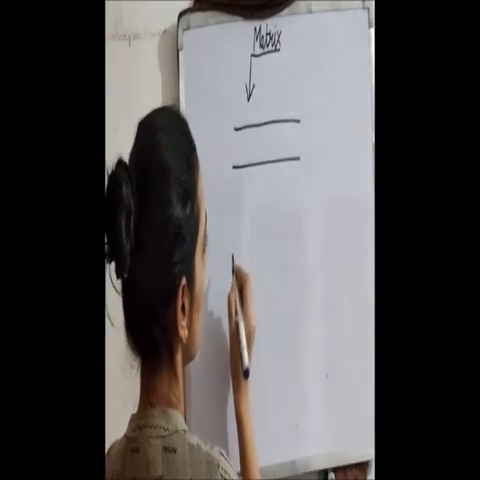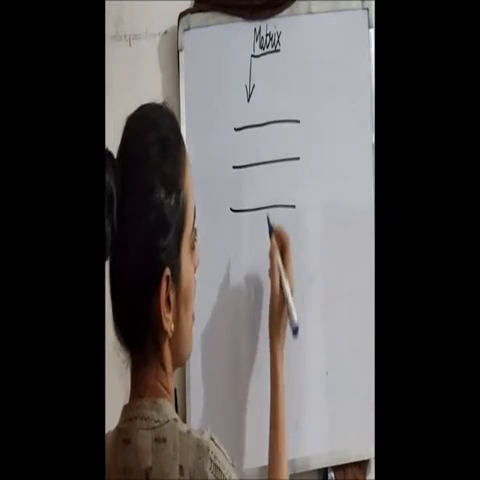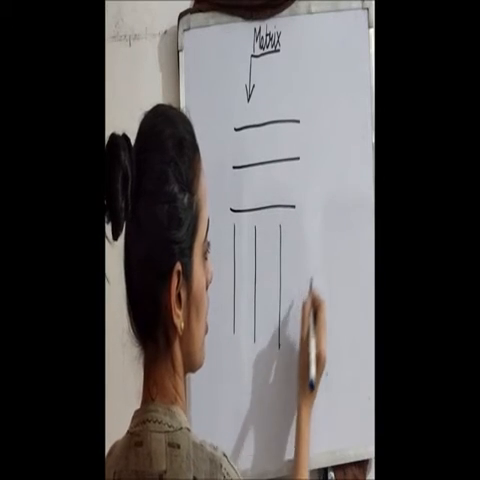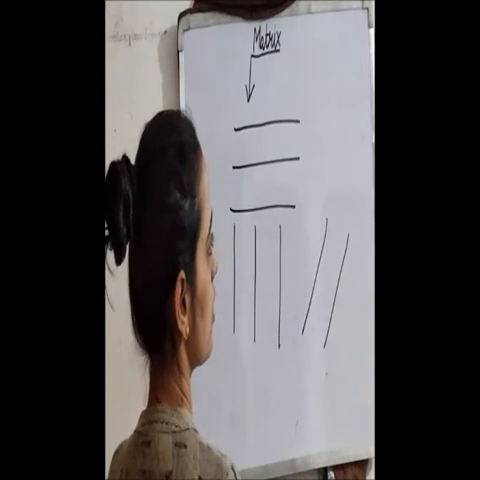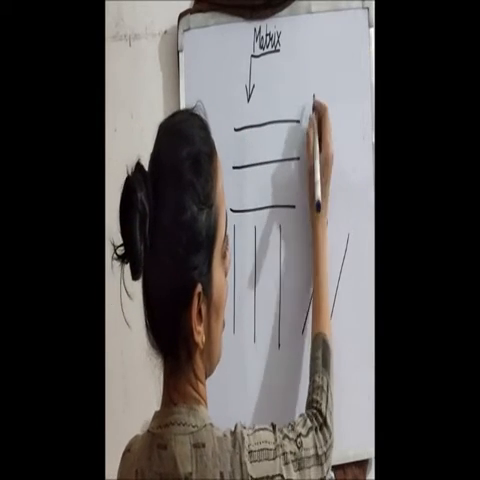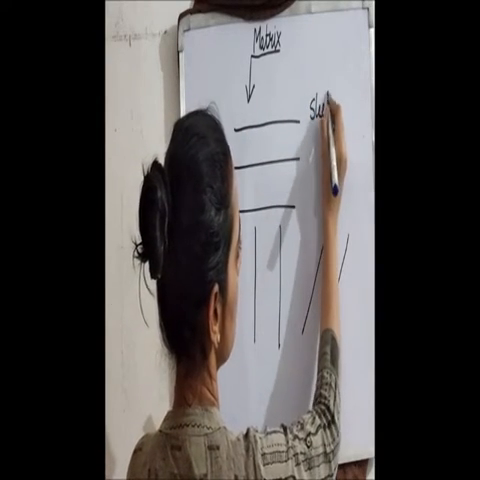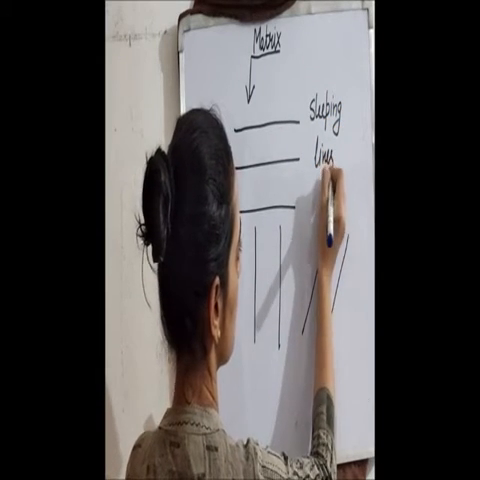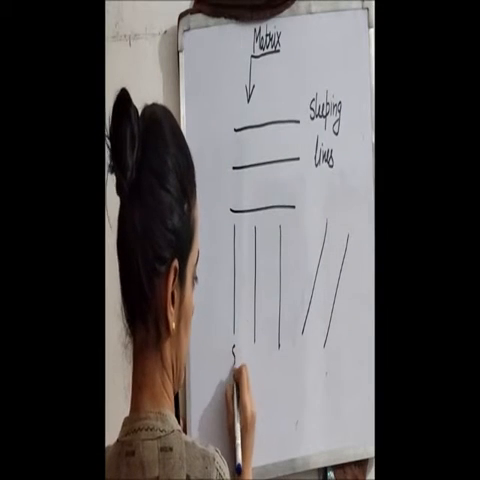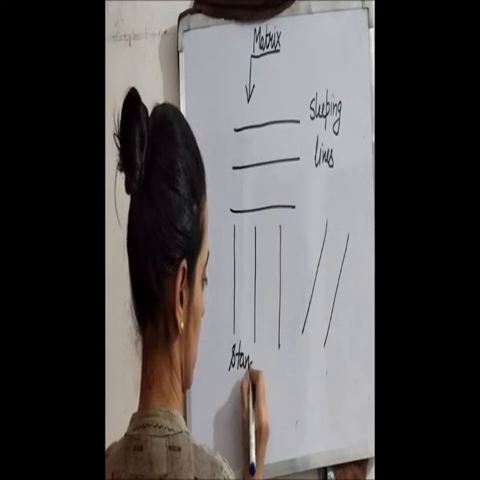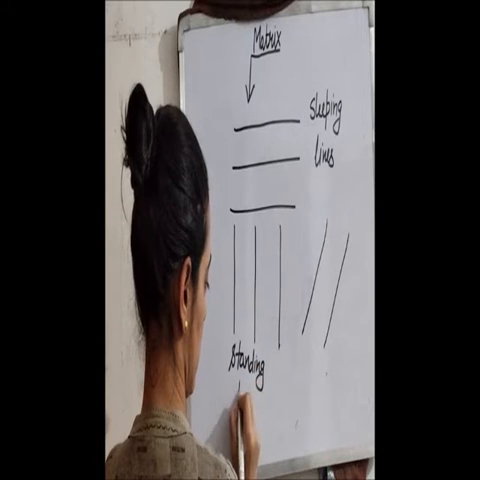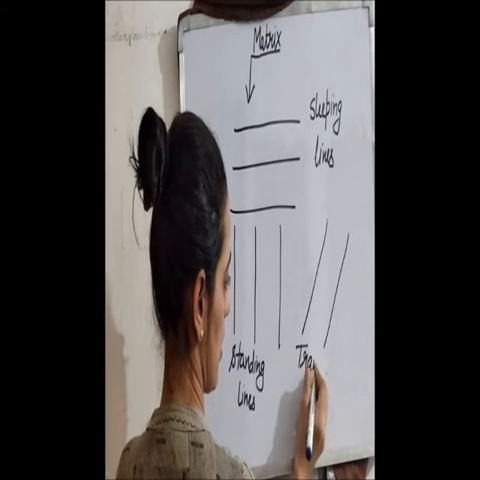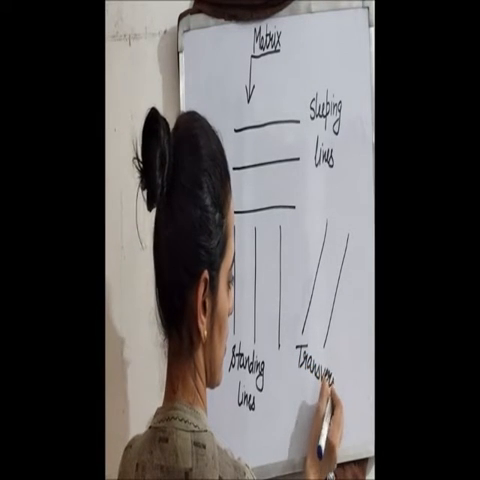lines. You all know lines can be arranged in this way, in this way, in this way. These lines are sleeping lines. These are standing lines, and these are transversal lines.